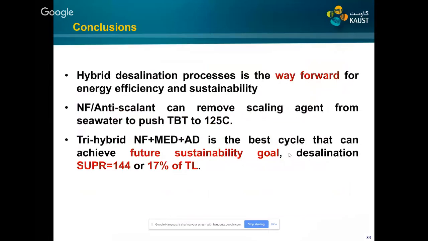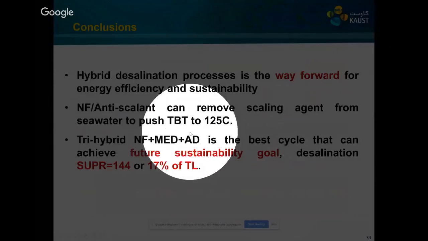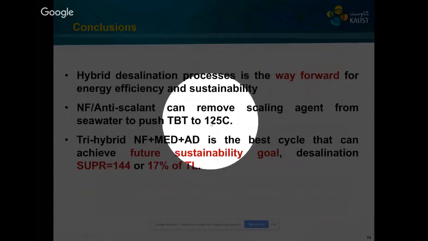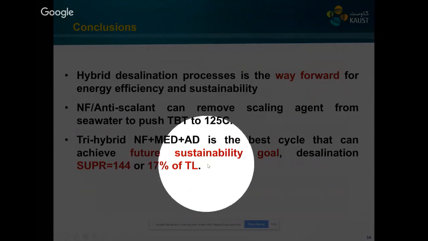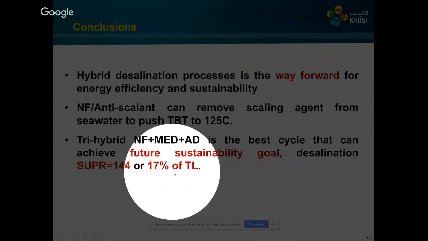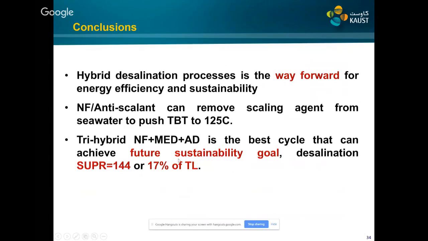So with this, I will conclude with a few words that the hybrid desalination process is actually the way forward, as we can see, to overcome the conventional system limitations. And to overcome the top brine temperature limitation, it can be anti-scalant or the nanofiltration, and we can successfully improve the top brine temperature to 125 degrees centigrade. And our proposed tri-hybrid system is the best cycle that can achieve the future sustainability goal, 17% of thermodynamic limit.